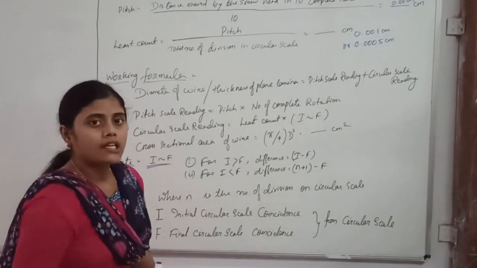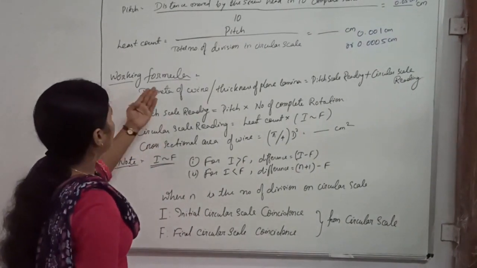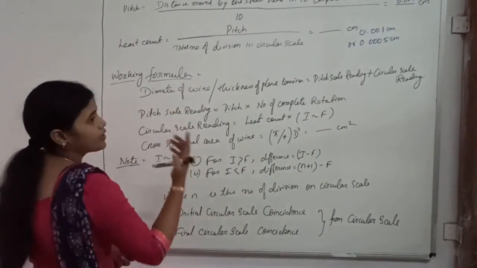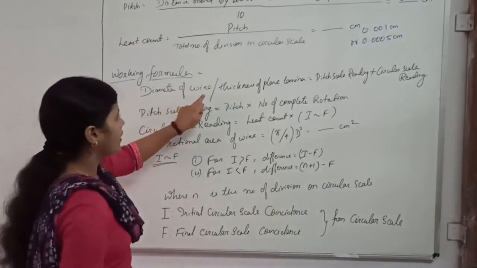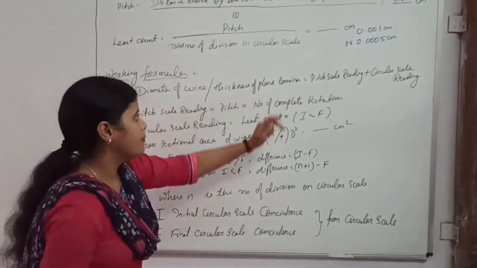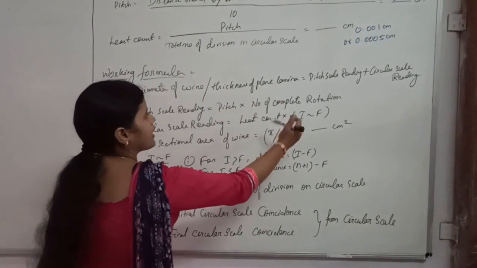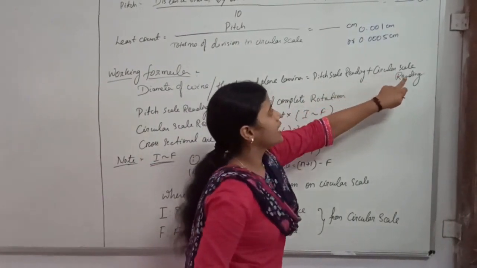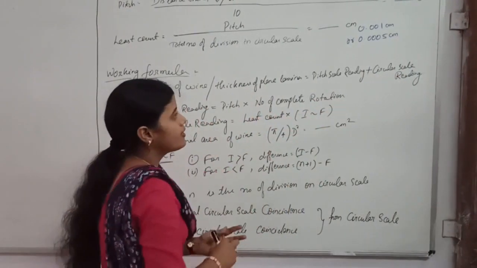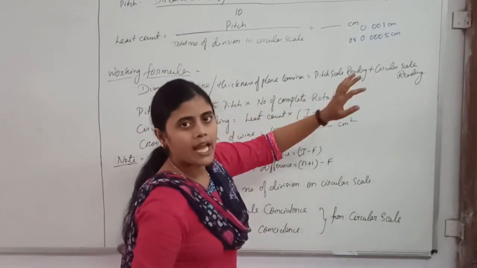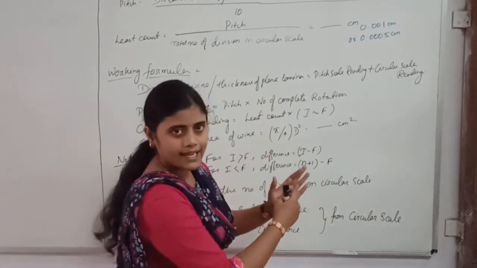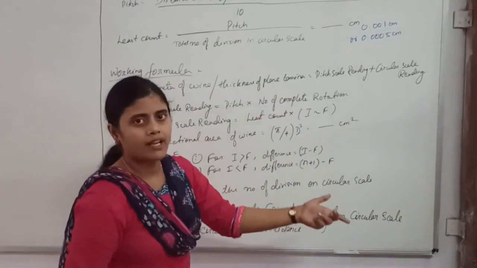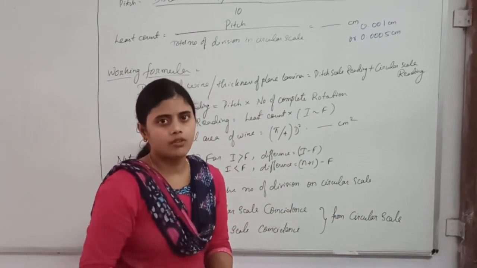So now let us discuss the working formula. If you want to find the diameter of a wire or the thickness of a plain lamina, that will be given by pitch scale reading plus circular scale reading. When you find the pitch scale reading and circular scale reading and add them, it will give you the diameter of the wire or the thickness of the plain lamina, depending upon what kind of object you are using.